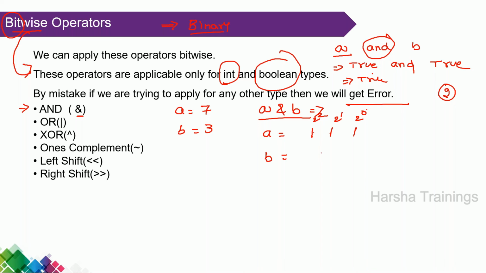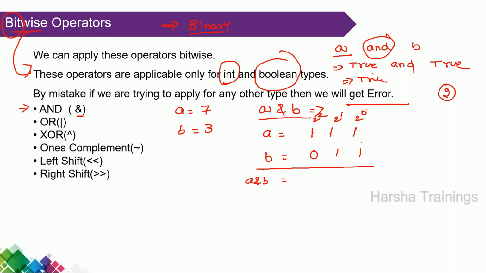And B is equal to, the binary representation is 0 1 1. Actually, it is 1 1, but A has 3 digits, that is the reason I am adding one more digit. On the left side, if you have nothing, simply place all zeros. Then perform A & B.